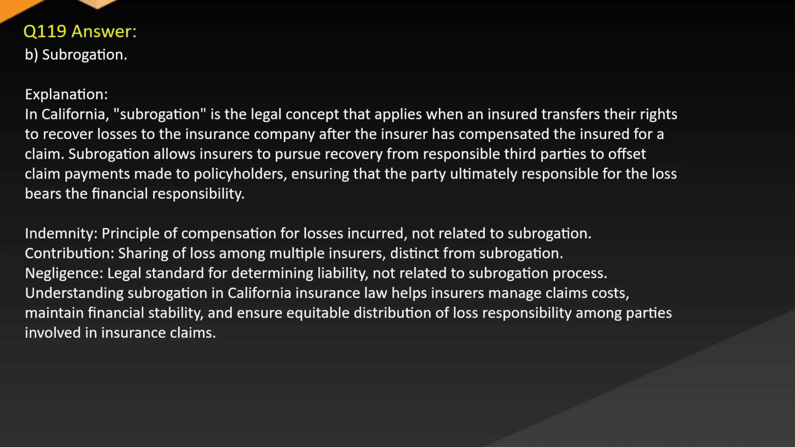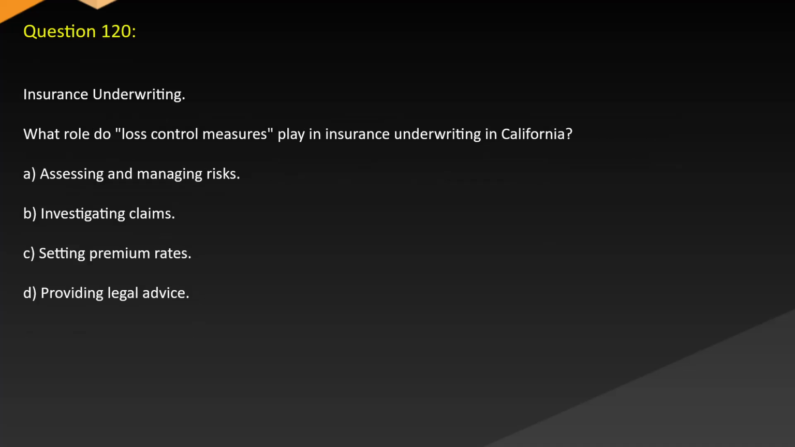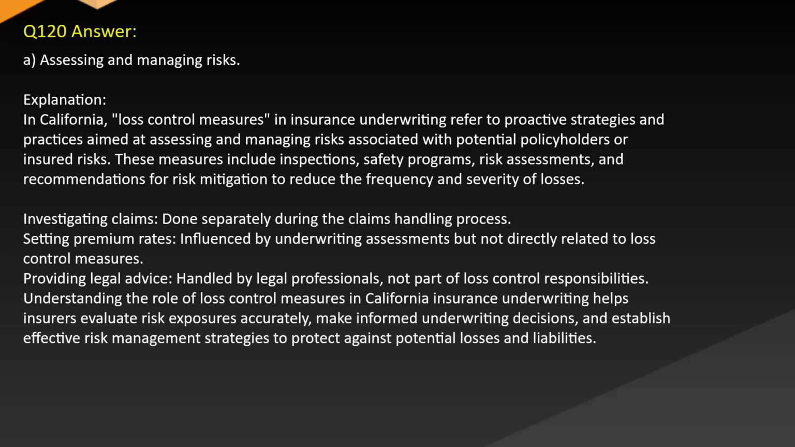Understanding subrogation in California insurance law helps insurers manage claims costs, maintain financial stability, and ensure equitable distribution of loss responsibility among parties involved in insurance claims. Question 120. Insurance underwriting. What role do loss control measures play in insurance underwriting in California? A. Assessing and managing risks. B. Investigating claims. C. Setting premium rates. D. Providing legal advice. Answer A. Assessing and managing risks.